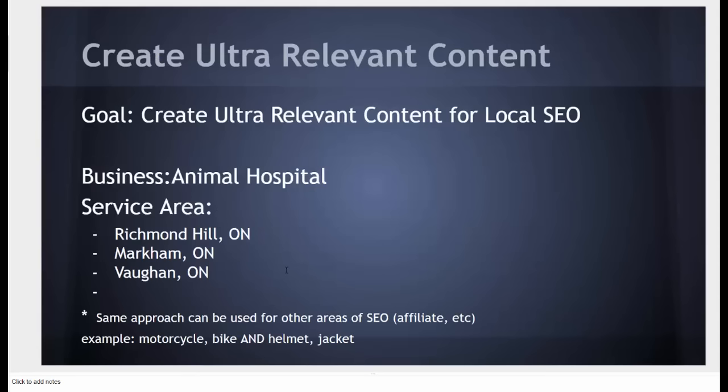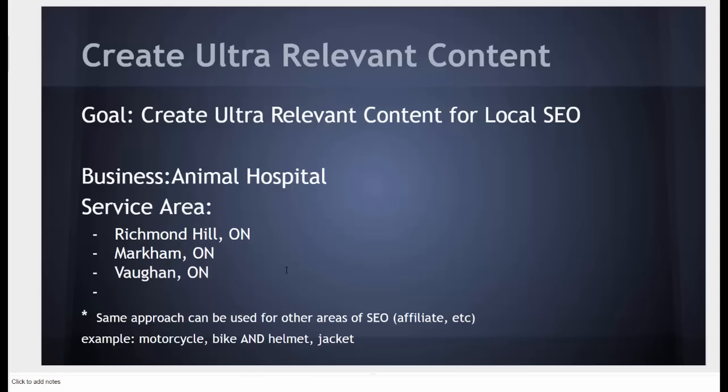So the goal of the process is to create ultra relevant, ultra targeted content for local SEO. For our example, we're going to use the business animal hospital, and the servicing area will be several towns around Toronto, Ontario: Richmond Hill, Ontario, Markham, Ontario, and Vaughan, Ontario.